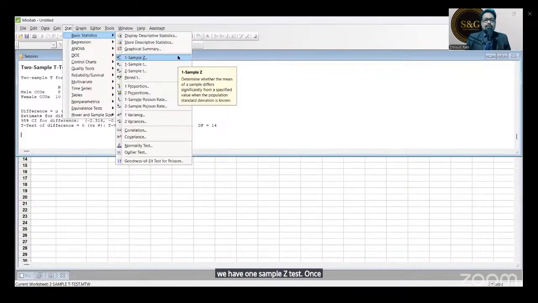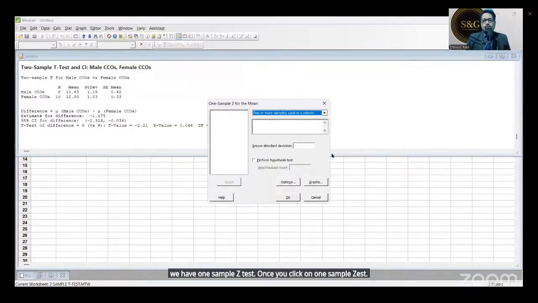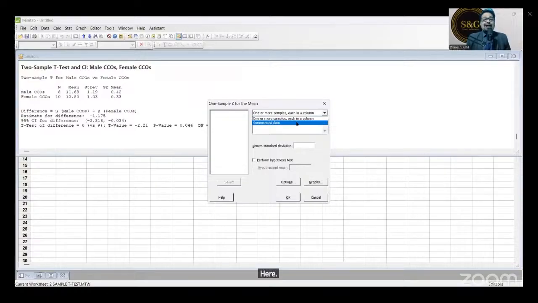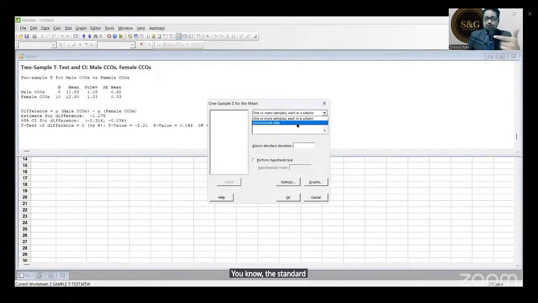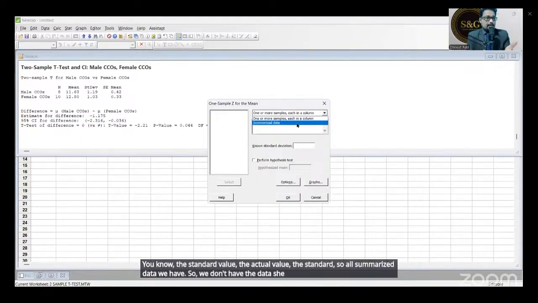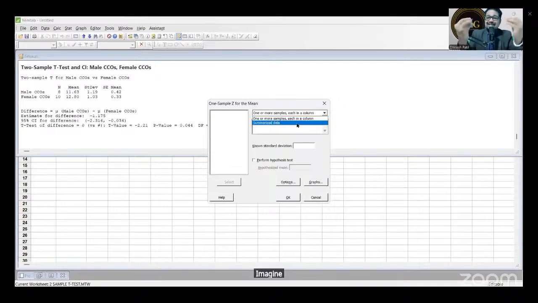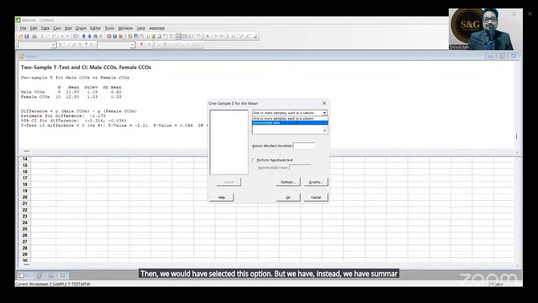Once you click on one sample Z test, here, select summarized data, because we have the standard value and the actual value, so all summarized data we have. We don't have the data sheet as such. Imagine if we had the 64 weight samples data, then we would have selected the other option. But instead we have summarized data, so click on summarized data.